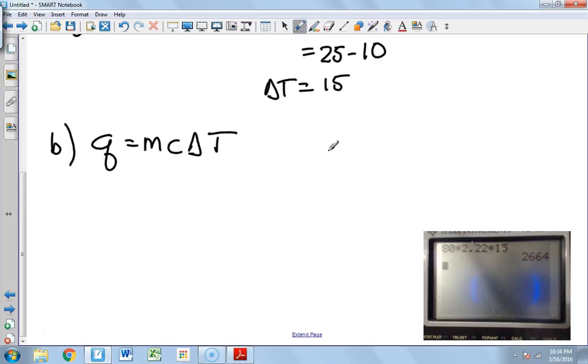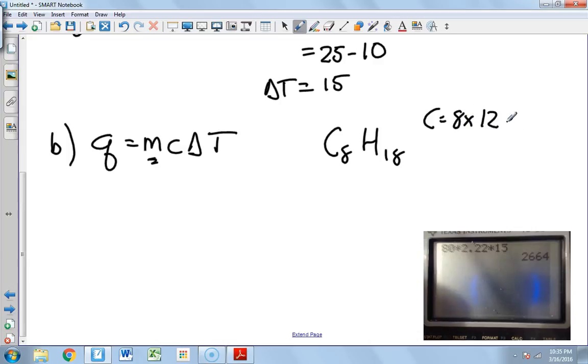Well, 1 mole of C8H18, now in order to get the grams, because we want the mass, we have to do the molar mass. So there's 8 carbon atoms times 12, which is the mass on the periodic table, which equals 96. And then we have H, there's 18 H's times 1, which is the mass on the periodic table, which is 18. So 96 plus 18 is equal to 114.